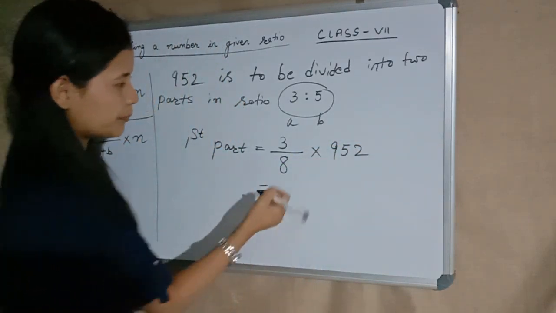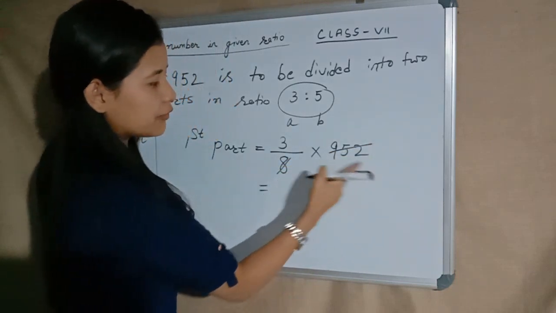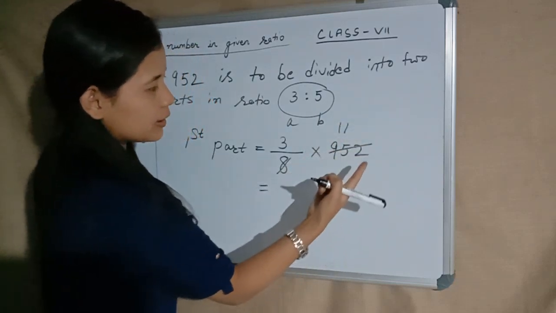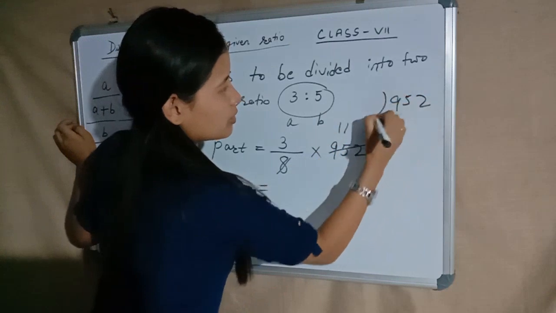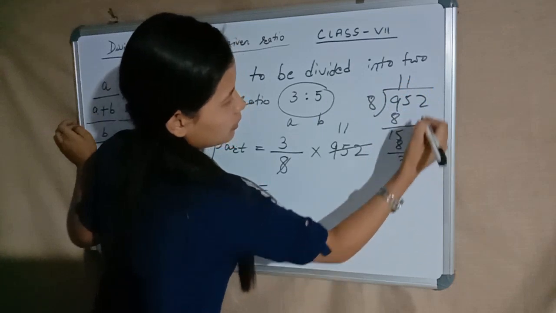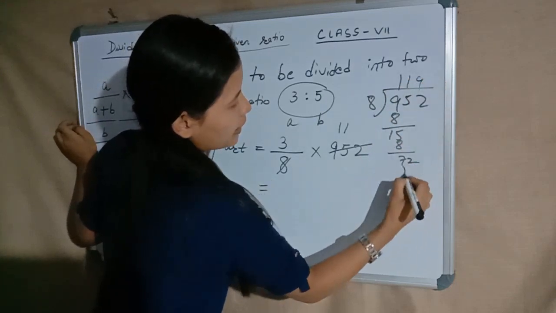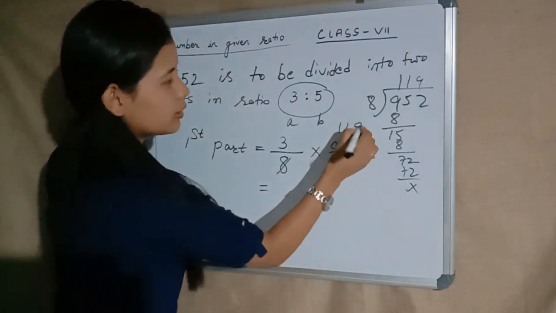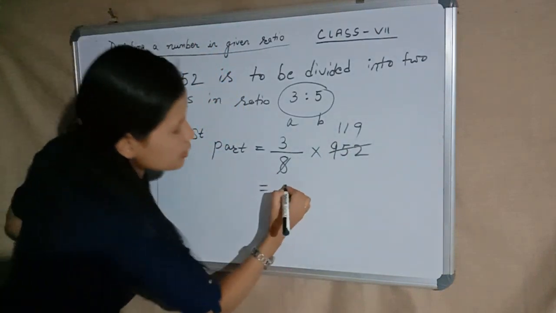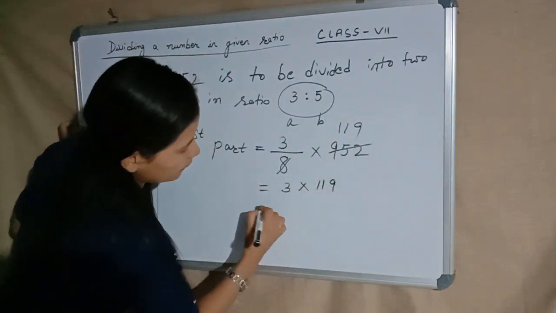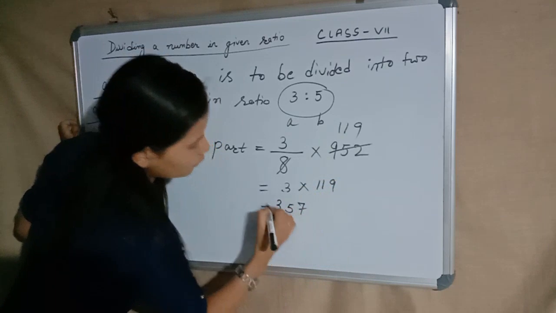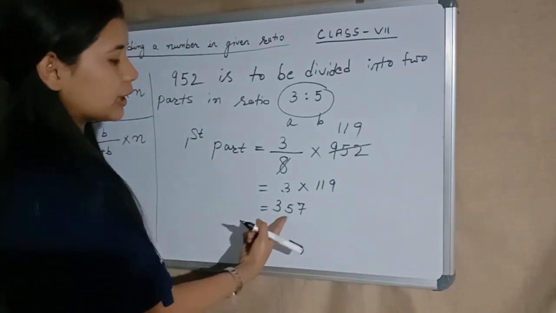So let us do this. Let us divide 952 by 8. 8 ones are 8. 9 is carried. Again, 8 ones are 8. 8 nines are 72. So this is 119. When we divide 952 by 8, we get 119. So the first part will be 3 into 119. That is 9 threes are 27, carry 2. 3 ones are 3, 5. 3 ones are 3. So our first part will be 357.